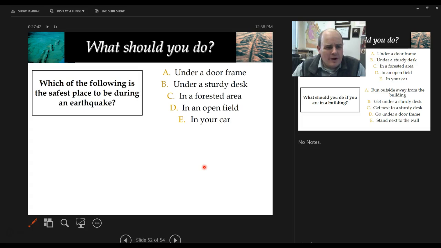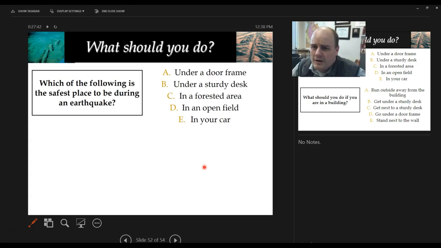Okay, so which one of the following is the safest place to be during an earthquake? Under a door frame, under a sturdy desk, in a forested area, in an open field, or in your car. Now the question is which is the safest area? Now some of these can be more safe than others, but the safest area in this is an open field. The reason that is the case is because if you're in an open field with no trees, nothing going to fall on you, you're going to go along for the ride, just like that building that's going to sit there on the coasters, right?